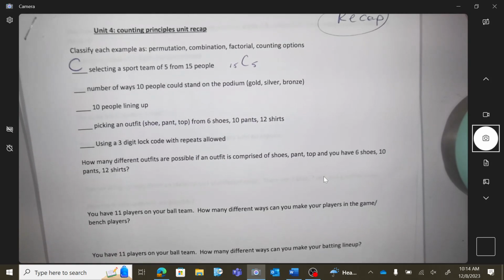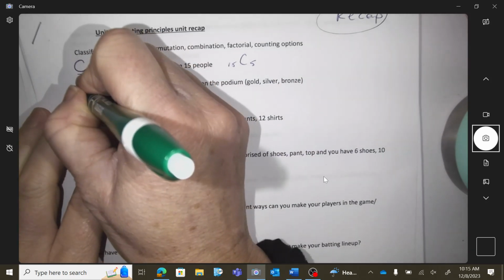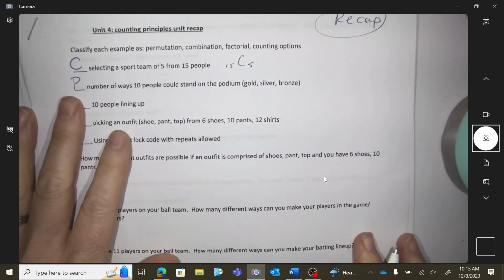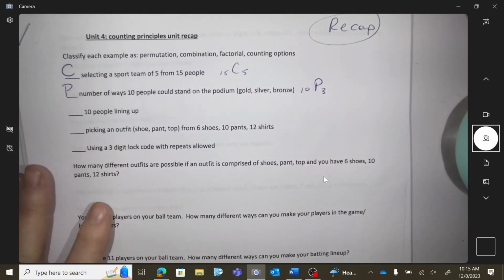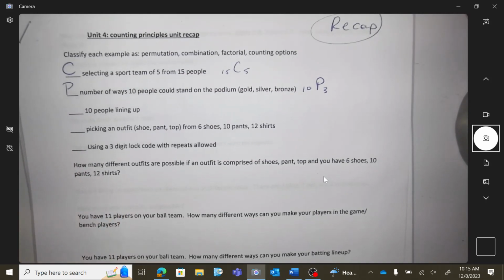The number of ways 10 people can stand on a podium. So there were 10 people in your race, and you're going to be awarding a gold, a silver, and a bronze medal. So what are we doing here? Did you pick a P? There's 10 people, and you're going to be permutating with 3, because you could give somebody a gold and silver and bronze, or you could have switched that around, so the order is important on that.